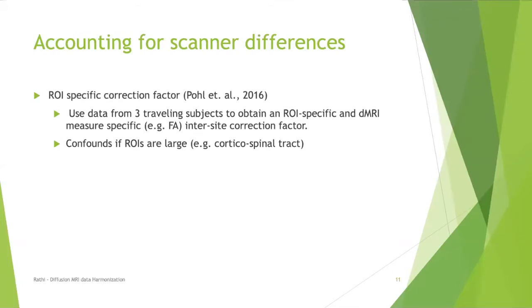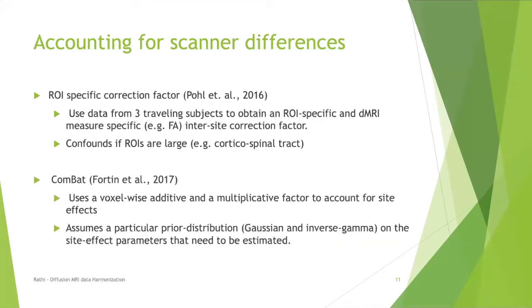This works well as long as the correction factor properly captures everything. But confounds can exist if you are looking at large ROIs. For example, the corticospinal tract. You're going from the base of the brain all the way to the cortical regions, and along the path, these changes may not be linear. And also the question is, what happens to your estimation algorithms, your tractography algorithms downstream if you are only harmonizing at the very end of the pipeline?